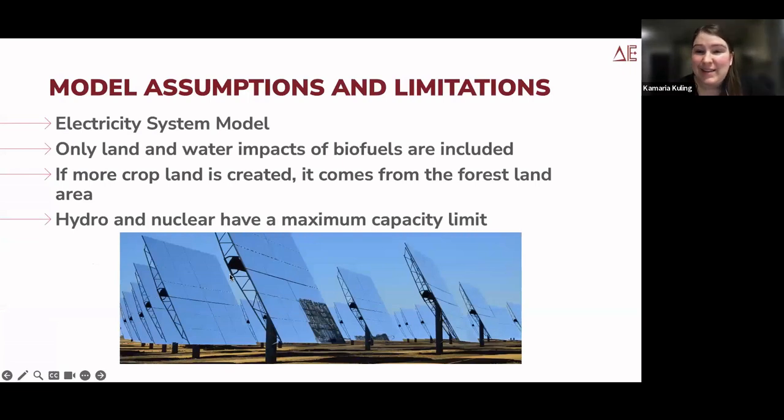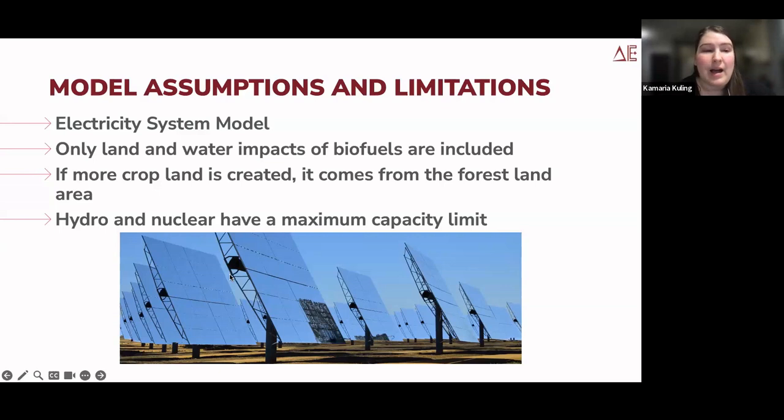And then lastly, before getting into the results, I wanted to mention just a couple further points about the model, some assumptions and limitations in it. So this model is only looking at the electricity sector. So other energy end use sectors are not considered. As well, only the land and water impacts of biofuels are included. So of course, the other energy sources will also have impacts on the CLEWs Nexus, but we're kind of zeroing in on that biofuel interactions.